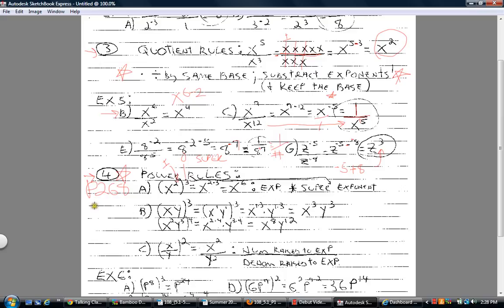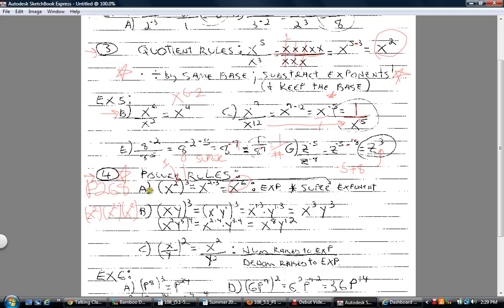x to the second. I thought I wrote this up, but it looks like I didn't, so I'll write it here. You would take x to the second and multiply it by itself how many times? The outside exponent says 3, so you go like this. And now you'd have to ask yourself, when I multiply by the same base, what do I do with the exponents? Hopefully you said add. 2 plus 2 plus 2 is 6. Now that's the long way to get the answer.